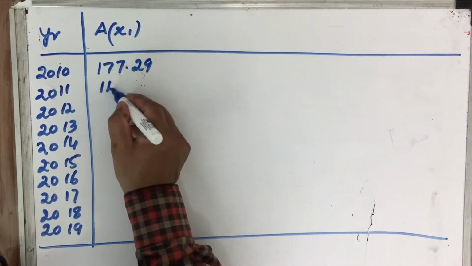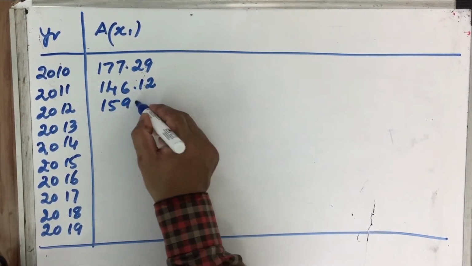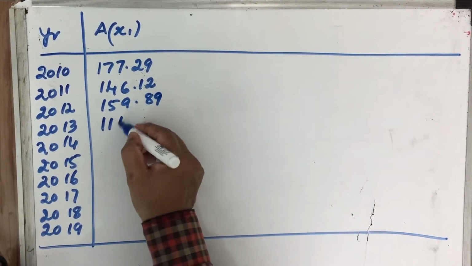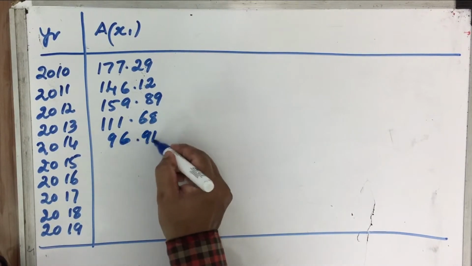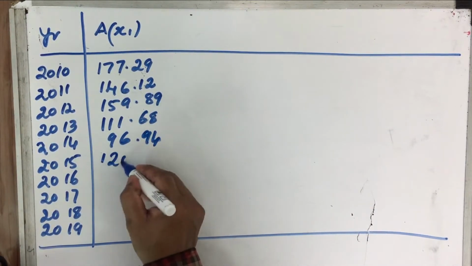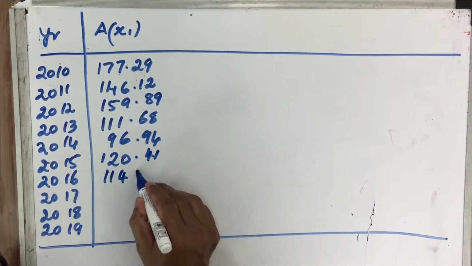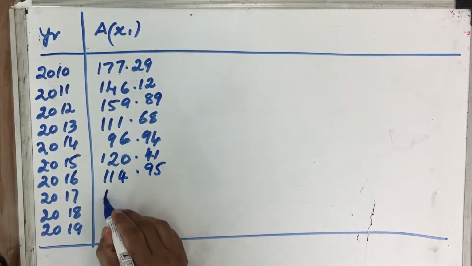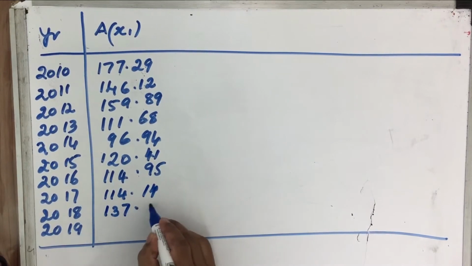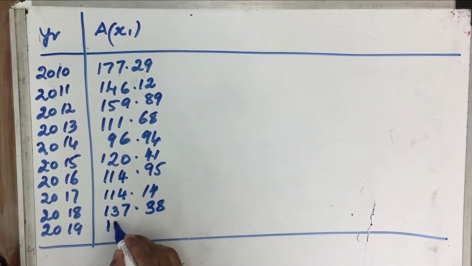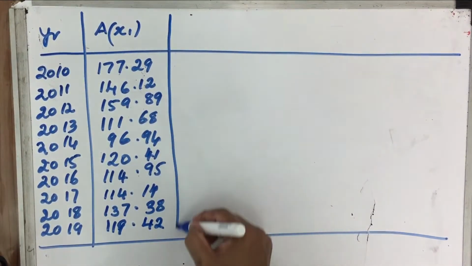In 2011 it was 146.12, then 159.89, 111.68. I have taken this example from a book, a source. Then 120.41, 114.95, 114.14, 137.38 and 119.42. So this is village A.